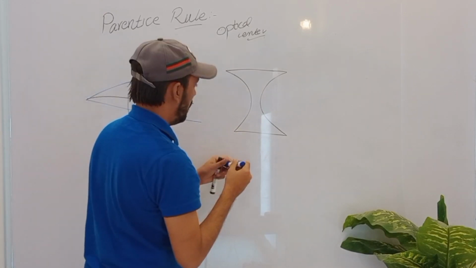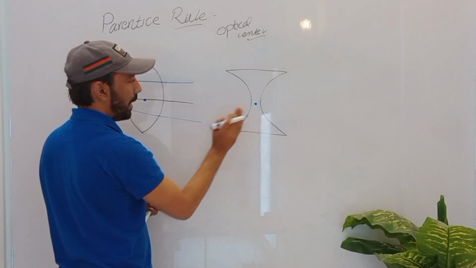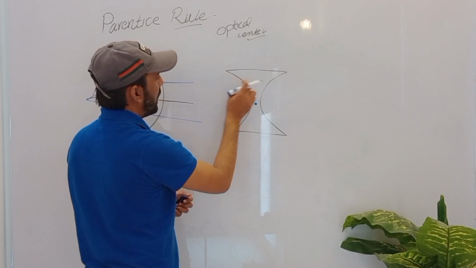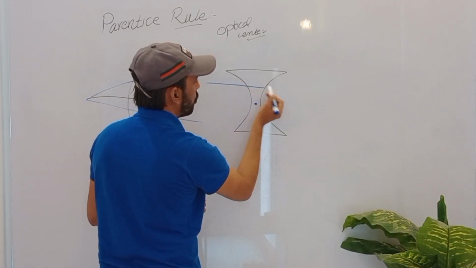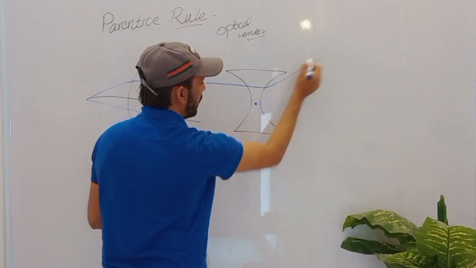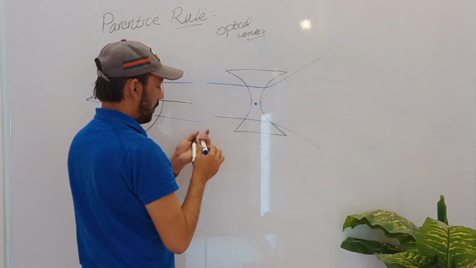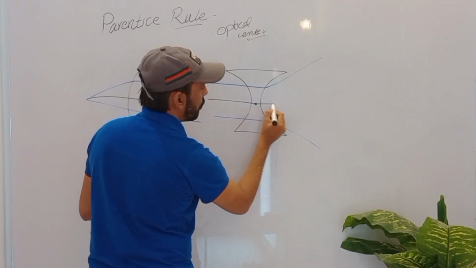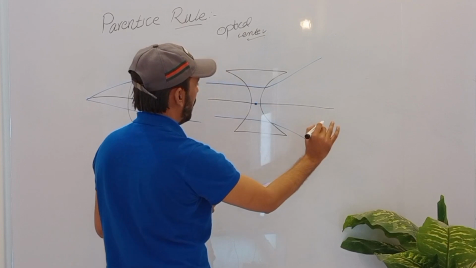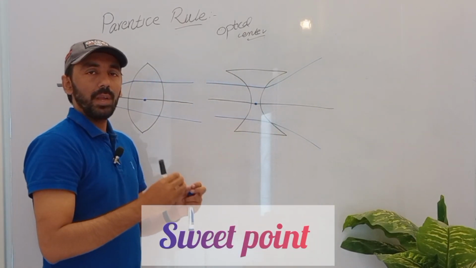Same as in the minus spherical lens. Suppose this is the optical center of the minus spherical lens, and you know very well that the minus spherical lens is also called the diverging lens. So when the light ray will pass through the minus spherical lens, it will diverge like this. But when a specific light ray will cross through this optical center, it will go straight ahead like this. It will go undeviatedly. So this is called the optical center. The optical center is also called the sweet point of the spherical lenses.